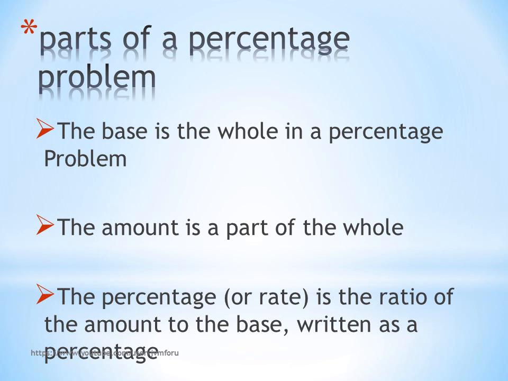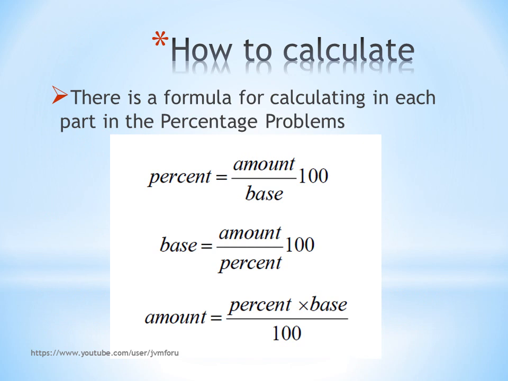Then we have the rate of the percentage. It is the ratio of the amount to the whole value, and that must be written as a percentage value. Now we have three parts in a percentage problem. One is the base value, the bottom value. Another is the amount, the top value. The third is the ratio, which must be converted as a part of 100. That is the ratio, that is the percentage.